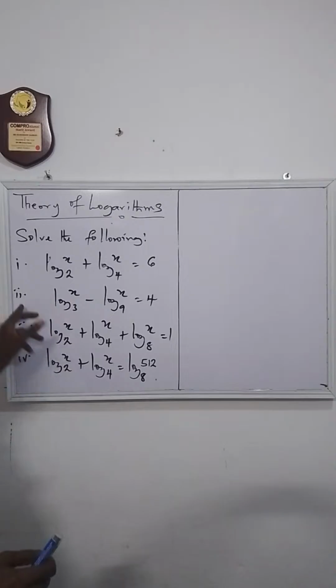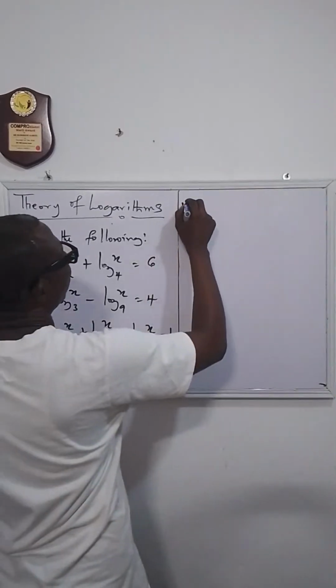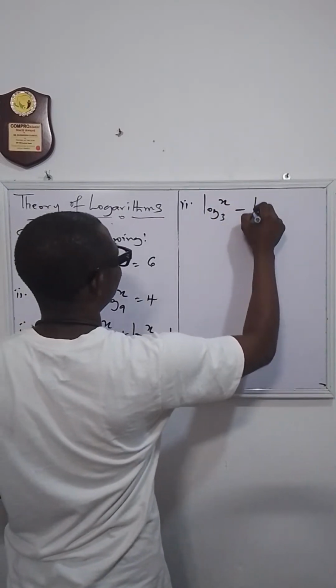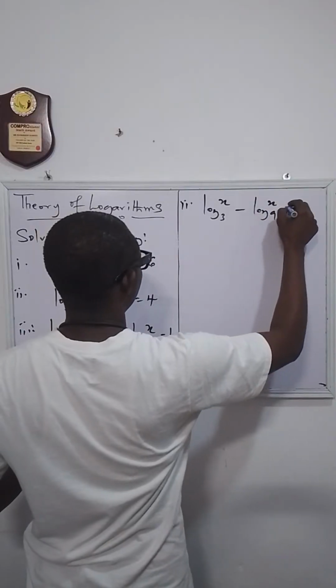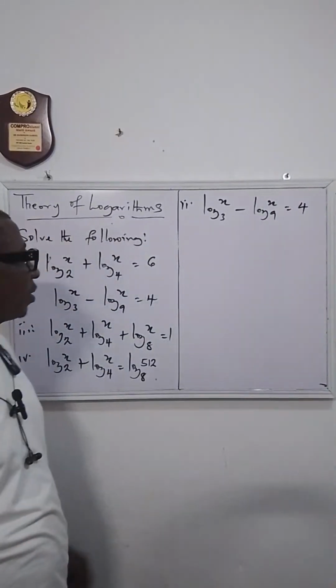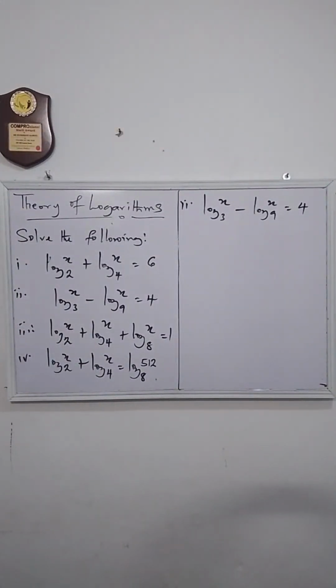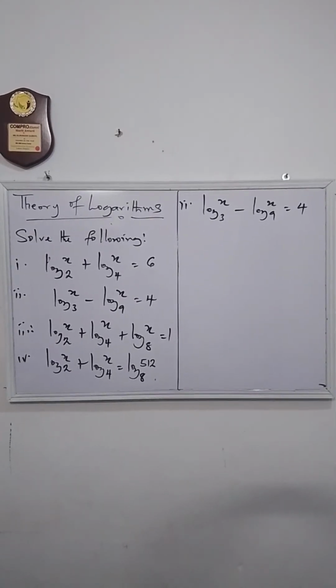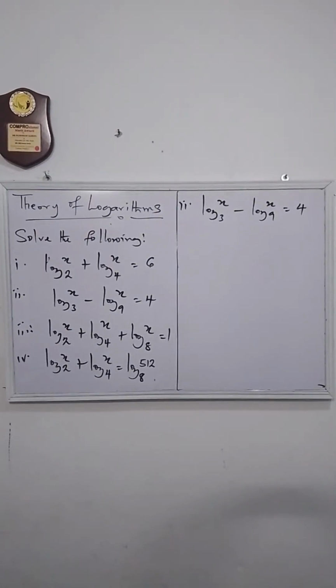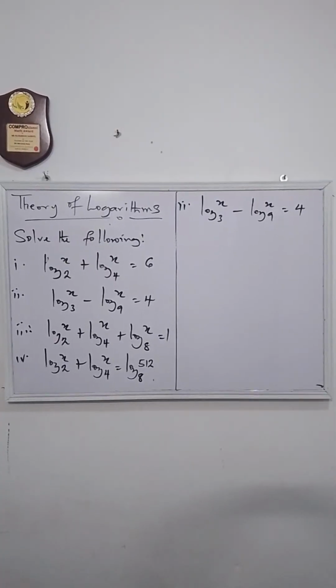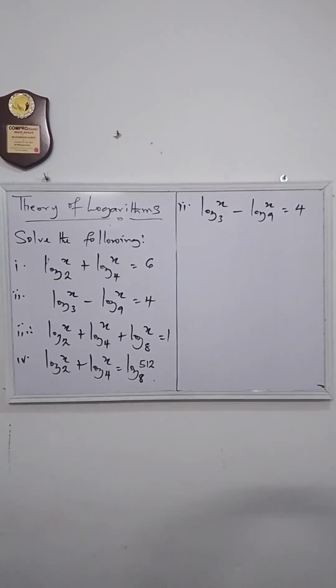All right, now let's look at the next one. That is log x base 3 minus log of x base 9 equals 4. It's similar to the first one. Has anybody gotten the answer? Anyone? Not yet. In the course of solving, if you have the answer, please kindly drop your answer in the comment section.